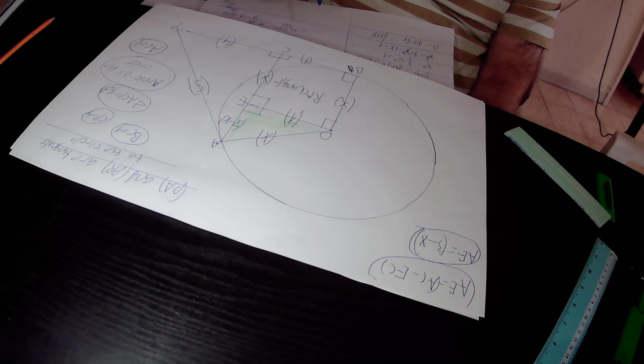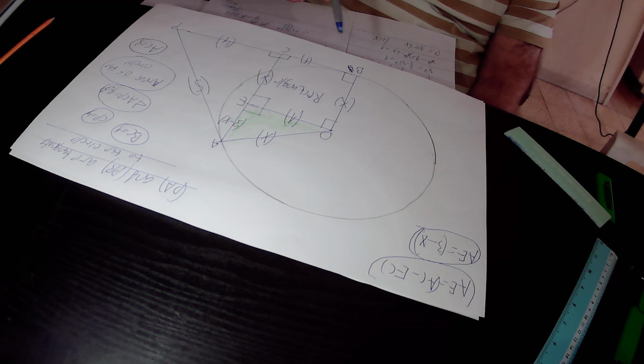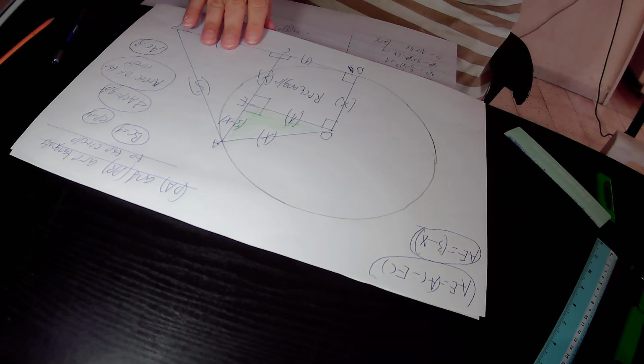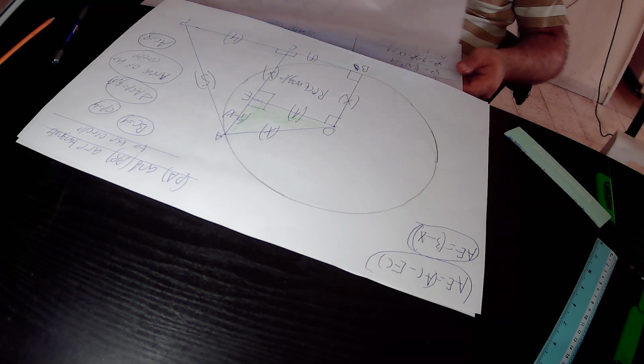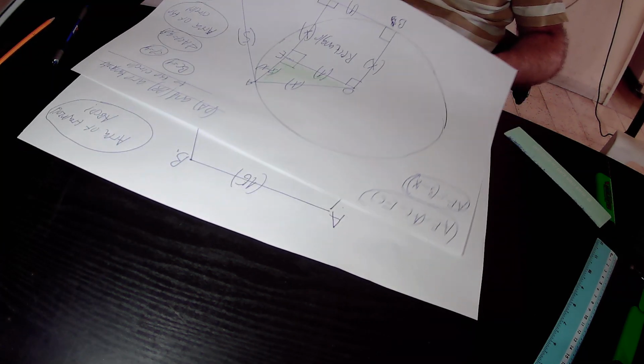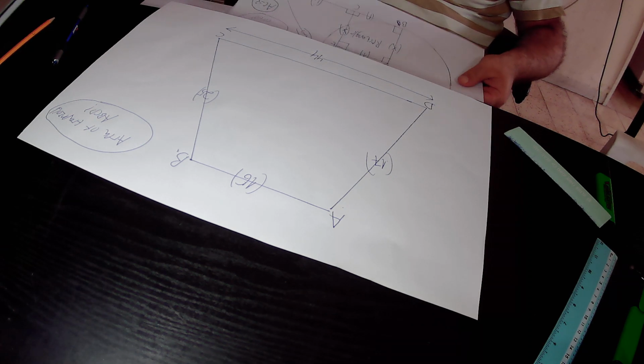Repeating again, we have found that the area of this circle is equal to 25 pi over 9 square units, or 8.727 square units. So we finish with the first question. In the next step, I will present to you the second question and we will solve it.